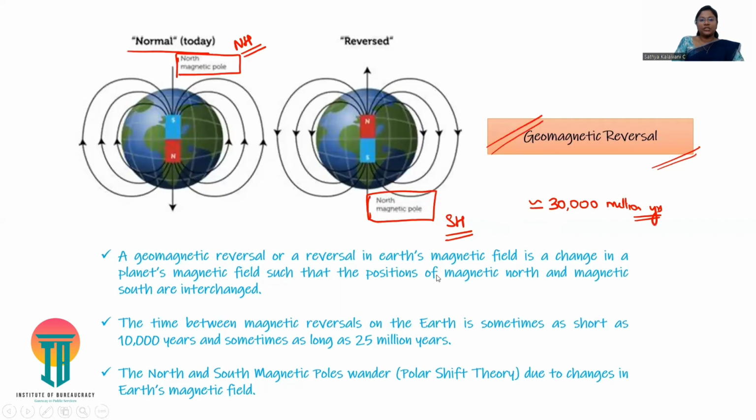When Earth was initially formed, the reversal occurred, or the time gap between geomagnetic reversals was 10,000 years. 10,000 years is also not a short duration.